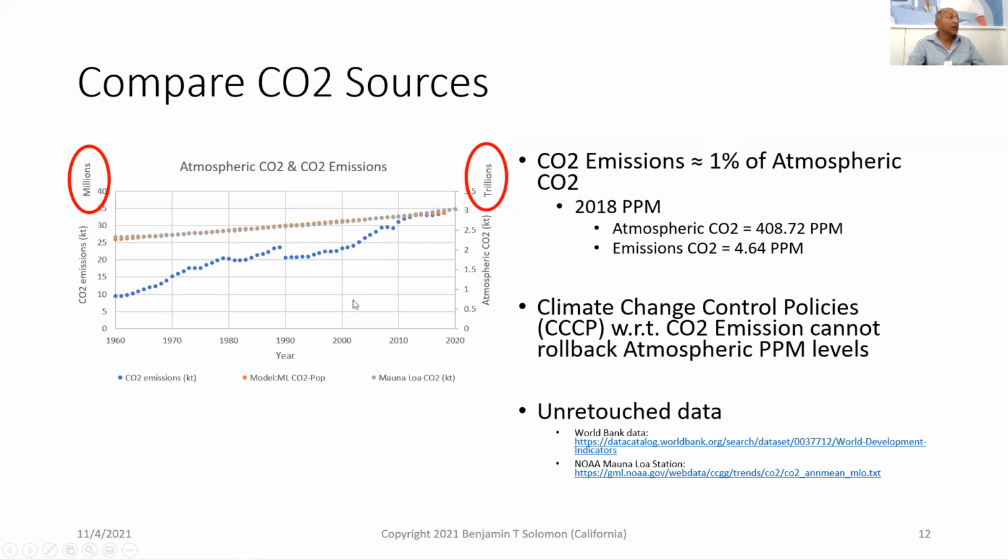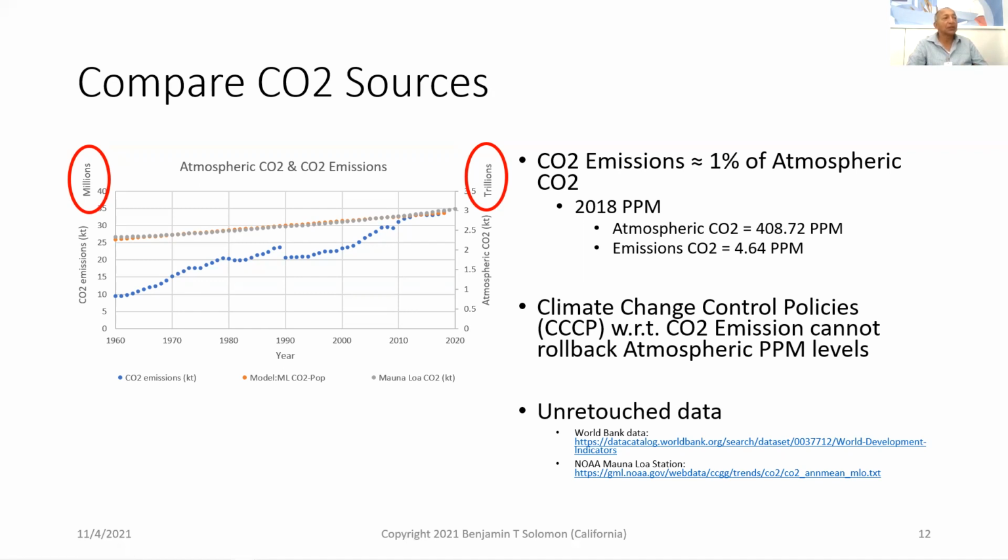And then here we see it again. This is the model of CO2 emissions as measured. The orange dots are the model CO2 by population, and the blue dots and the gray dots are the measured CO2 in the atmosphere. So you can see that the population model is spot on with the atmospheric model, and there is a big discrepancy in the quantity between the atmospheric and the emissions. Emissions is in millions, the atmospheric is in trillions.